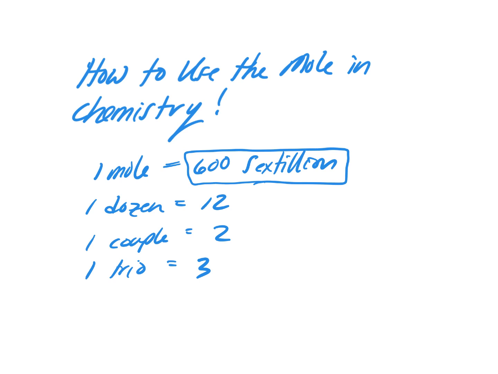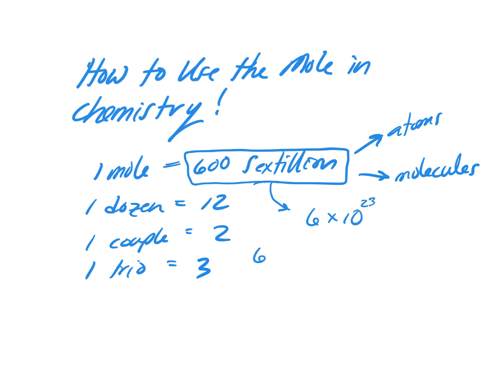Remember, when I'm talking about moles, I'm talking about a number of things. And what do we count using moles? We count atoms and molecules. 600 sextillion. Another way of writing that is 6 times 10 to the 23rd power. That's 6 with 23 zeros after it. That's 600 sextillion. You would agree with me that that's an unbelievably large number.